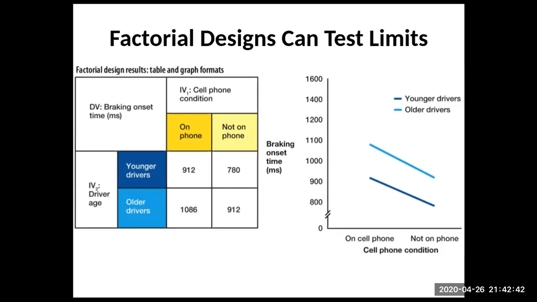So we use these sort of tables like the one on the left to be able to graph the results on the right. Now, I'm going to go back to the example we just used a couple slides ago using breaking onset time.